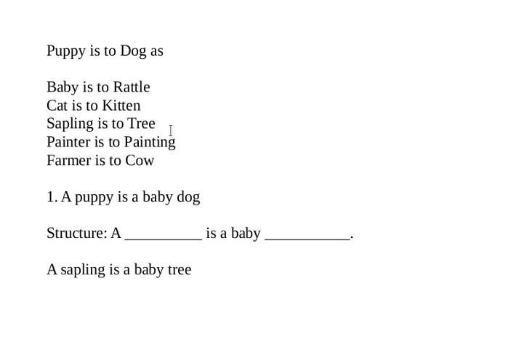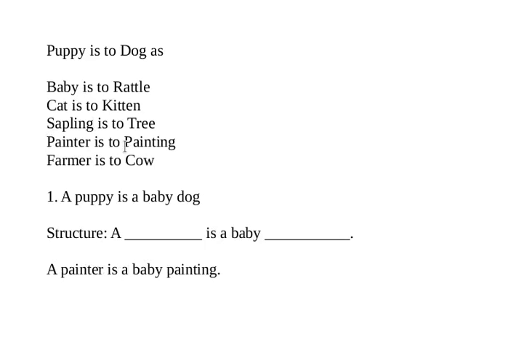Now we try the next one. Sapling is to tree. We put sapling in the first blank. We put tree in the second blank, and I get a sapling is a baby tree. That's true. A sapling is a baby tree. A little tiny tree is called a sapling, and a sapling is definitely a baby tree. Now this problem's done. We got the answer, but we're just going to do the other ones just for practice.